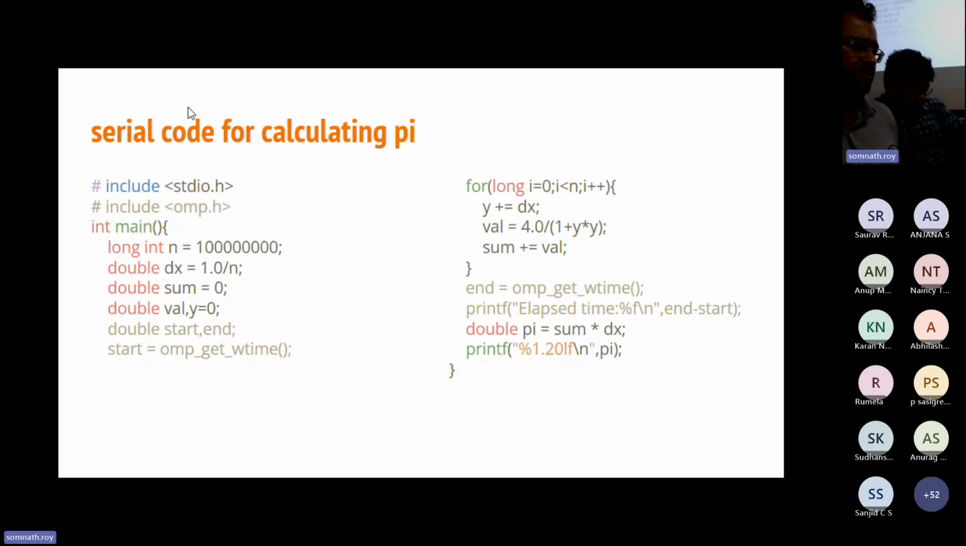So there are two variables, start and end. So in order to check the time taken by the program, at the point start, we do omp_get_wtime, and at the end we'll do omp_get_wtime. We subtract end minus start, then we get the elapsed time.